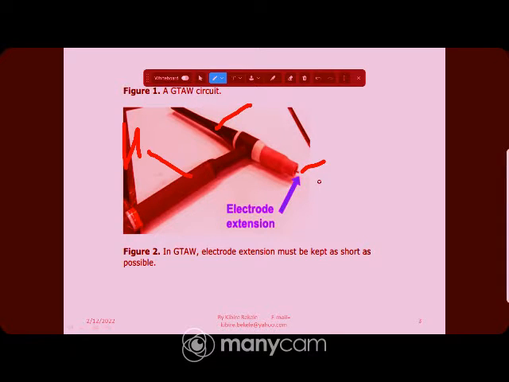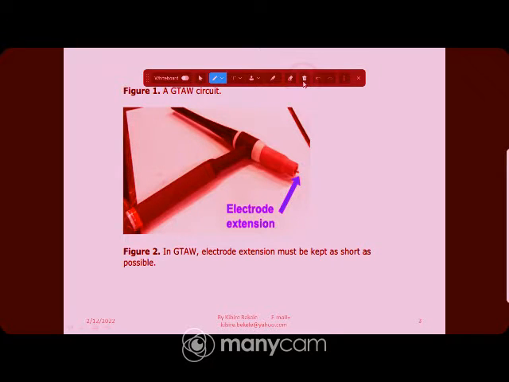But here the concept is to explain the electrode extension. The electrode extension means how far the electrode extends beyond the nozzle. This shows that the gas tungsten arc welding electrode extension must be kept as short as possible. Why must it be kept as short as possible?